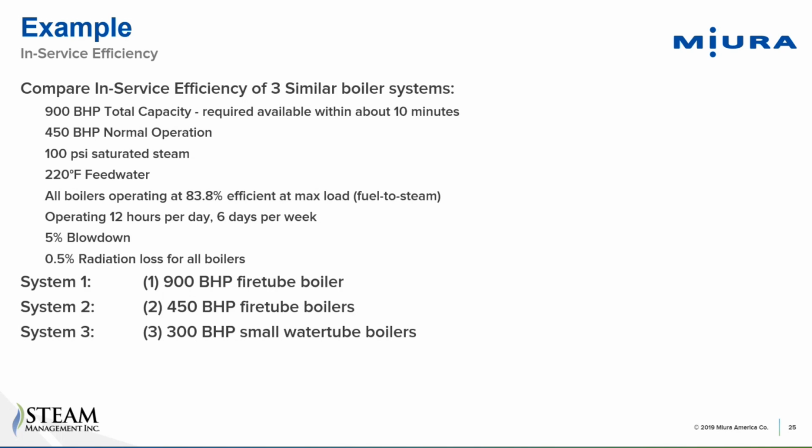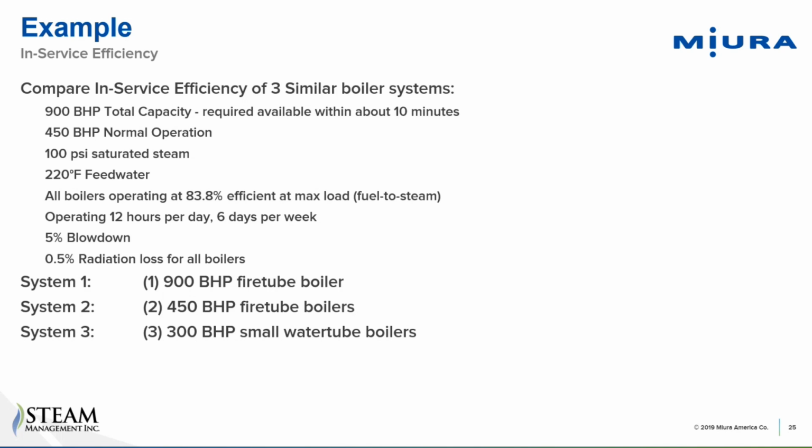All right, so an example. We're going to look at in-service efficiency of 3 very similar boiler systems. They're all going to have the same total capacity. We need 900 boiler horsepower, and we need that full capacity to be available within about 10 minutes. So if the first boiler shuts down, or if there's a large spike in load, we need to be able to catch up very quickly. It's going to be 450 boiler horsepower at normal operation, so average load is going to be half the max.